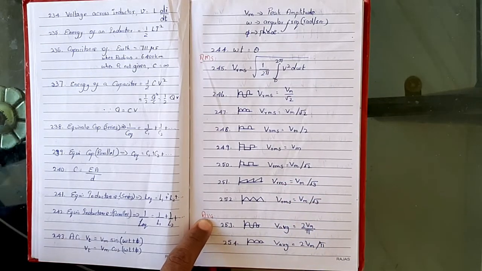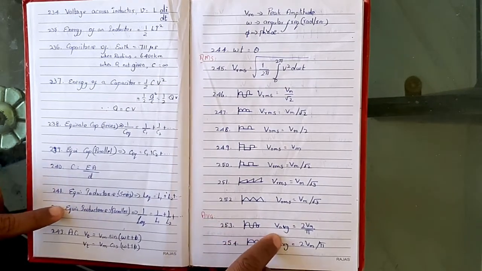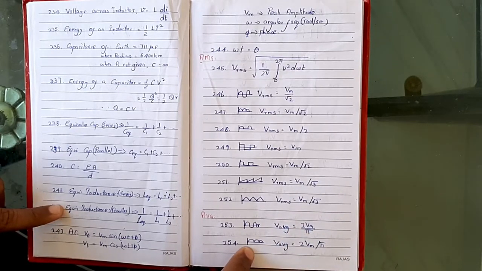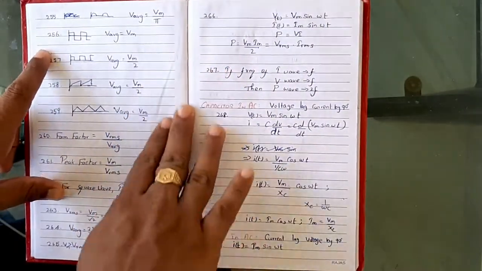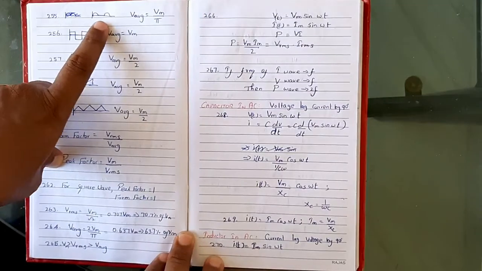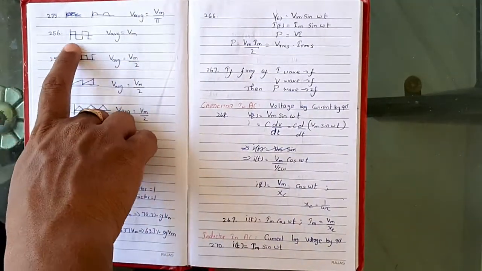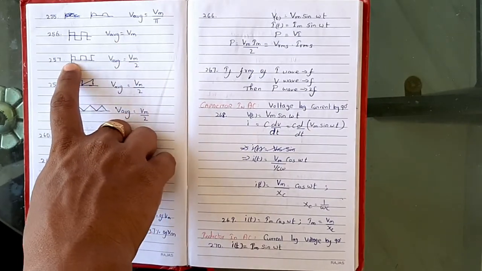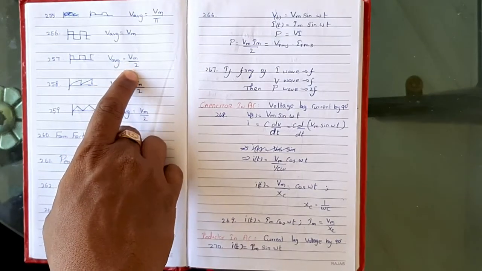value, average voltage. For a sinusoidal signal, for a sine waveform, V average is equal to 2 Vm divided by pi. For a full wave rectified signal, V average is equal to 2 Vm by pi. For a half wave rectified signal, V average is equal to Vm by pi. For a square waveform, V average is equal to Vm. For a square waveform which has amplitude only in positive direction, V average is equal to Vm by 2.